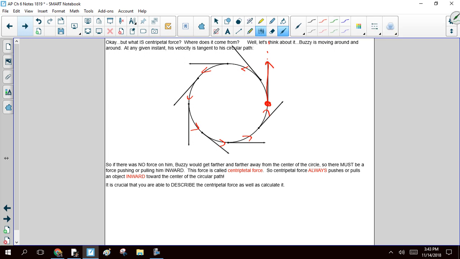And that force pulls him inwards back onto the circle, right? So now he's going this way. He wants to keep going that way. He doesn't keep going that way, so there must be a force pulling him inwards. Okay? So it is super important that you identify where that force comes from. You have to be able to describe the centripetal force, right? So we did a whole bunch of this last year.